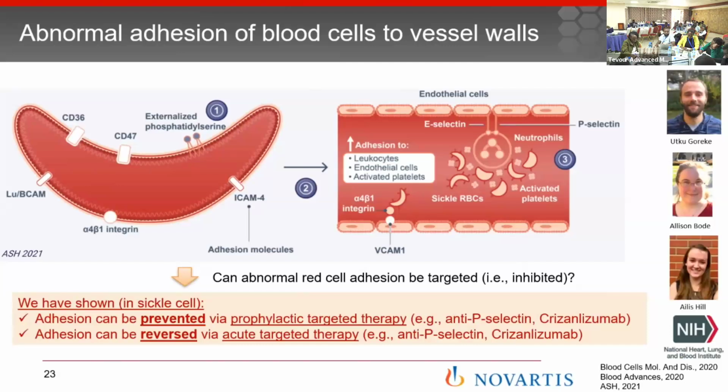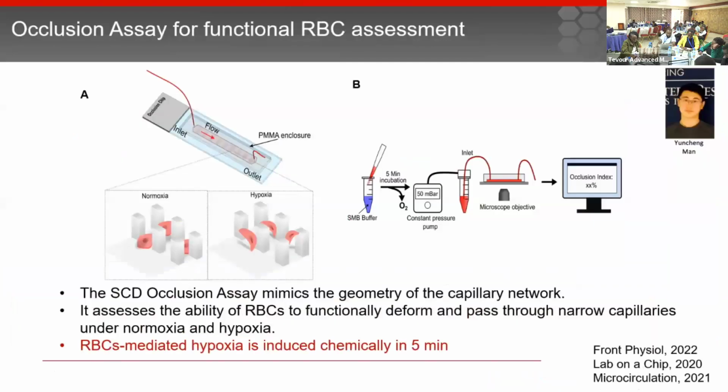So part of my PhD work has been to modify these assays. Previously in our lab, we had developed an occlusion assay, which assesses the deformability of red blood cells. In part of my PhD, we've been able to modify this assay to read occlusion not only under normoxic conditions, meaning high oxygen levels, but also to assess deformability under low oxygen levels.